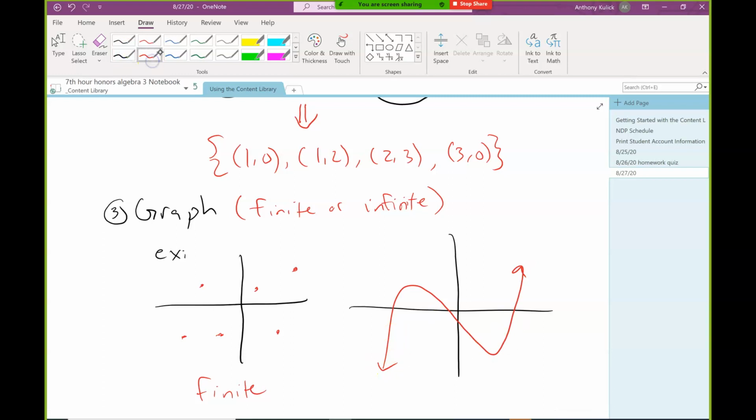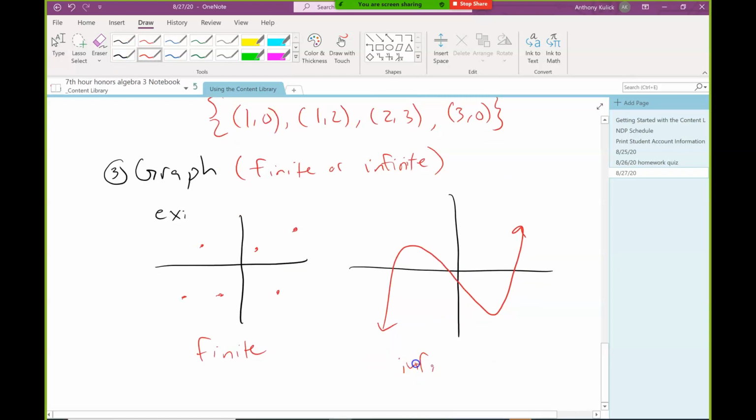Now, if your relation is infinite, it's going to have some kind of segment, connected section in it, like some kind of line segment. Remember in geometry, one of your axioms, one of the very first things you talked about, is that a line is made up of infinitely many points. So anytime you have a connected piece on your graph, that contains infinitely many points and automatically makes the relation infinite. So if you have any kind of connected segment on your graph, it's going to be an infinite relation.